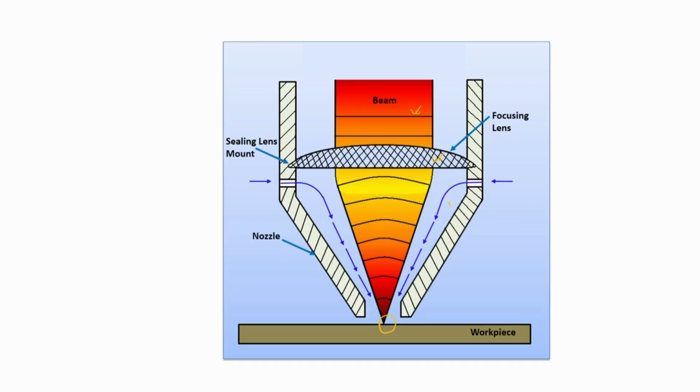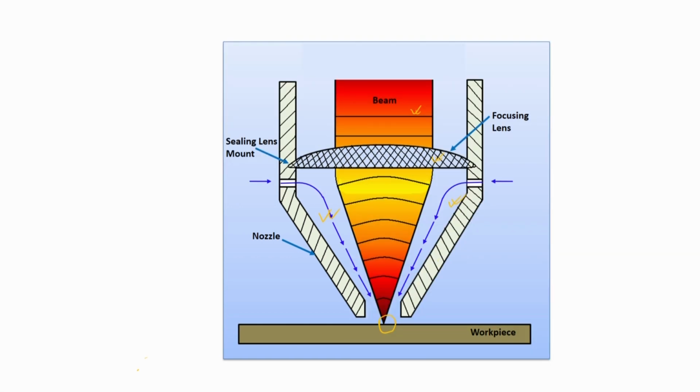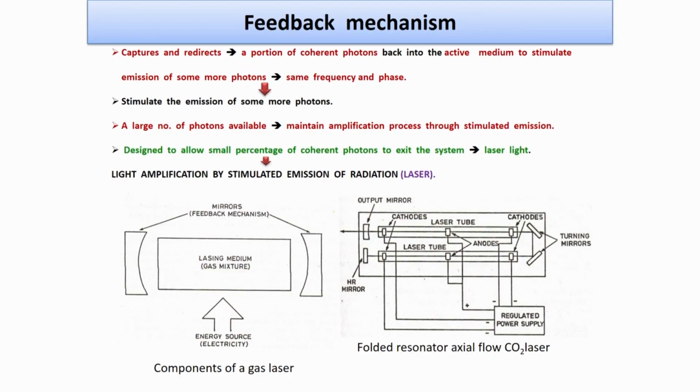Here you can see the assisting gas. This assisting gas helps to cool down the material. Also it helps to eject the molten or vaporized material from the machined surface. Also it helps to avoid this molten material damaging the lens.